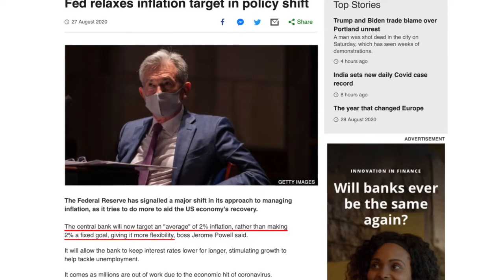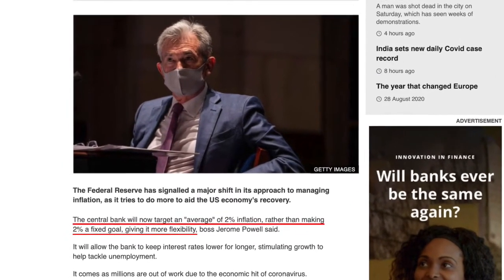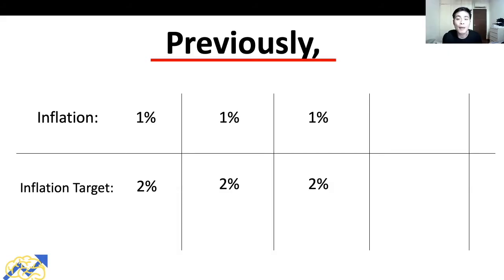The Fed is taking a more flexible approach in trying to achieve its inflation target, from having a fixed 2% inflation rate to a more flexible average 2% inflation goal. To give you an example, previously when the Fed still had its fixed 2% inflation goal, even though actual inflation had been below the 2% target, where actual inflation was 1% for year 1, 2, and 3, the Fed would still set its inflation target at 2% in year 4. This means that the Fed would use its monetary policy tools to push actual inflation in the economy to 2%.